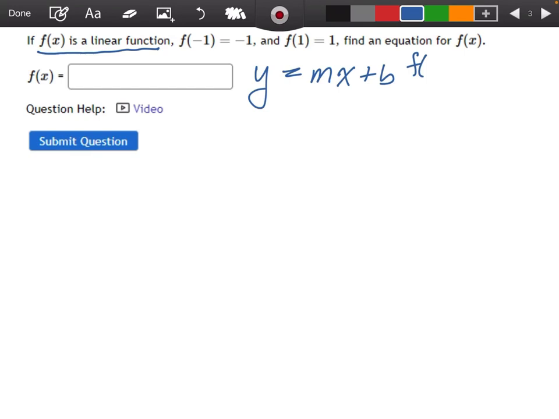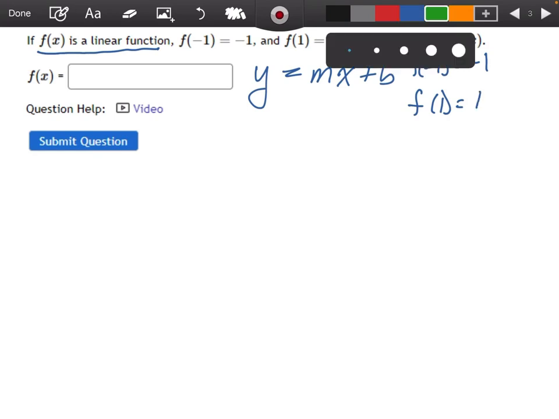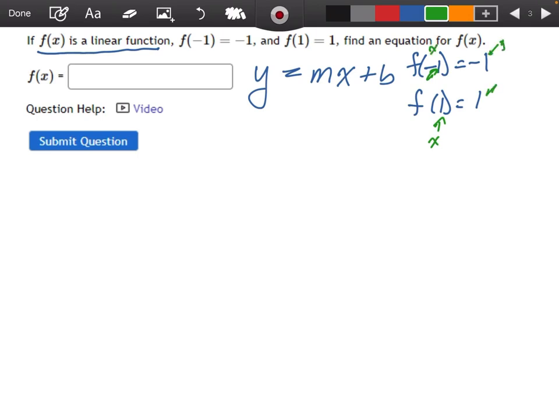Y'all, the next thing I'm going to think of, they're telling me that f of -1 is equal to -1, and f of 1 is equal to 1. One thing I want to remind everybody, the numbers inside here are the x numbers, and these numbers here are the y numbers. So I can think about this as having 2 points, (-1, -1) and (1, 1), okay? Where these are my x's and these are my y's, right? I'm going to call that one x1, y1, and this one x2, y2.